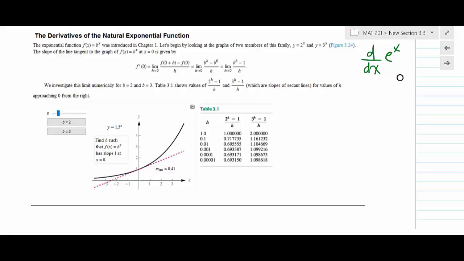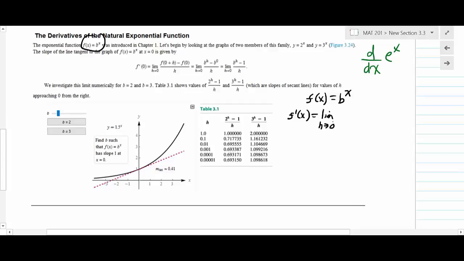So what I'm doing on this is I'm looking at f of x equals b to the x, and I'm going to put that in the difference quotient. If I do that, f prime of x would be the limit as h goes to 0. Remember, it's f of x plus h minus f of x all over h. So that's going to be b to the x plus h minus b to the x all over h, like that. Basically I'm not going to finish that because it can get a little bit tricky.